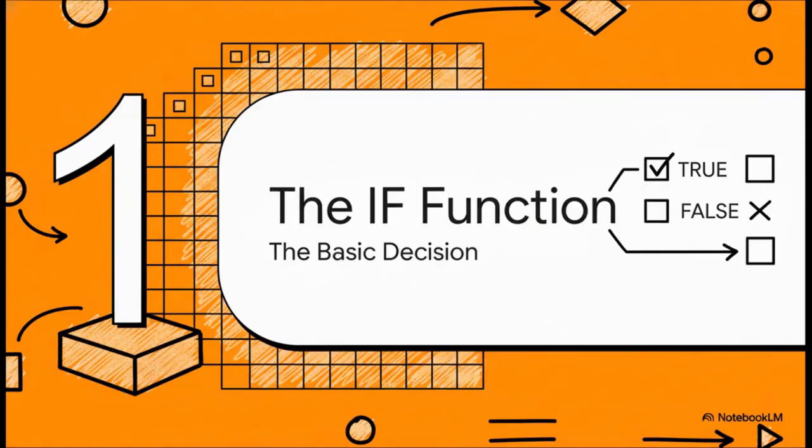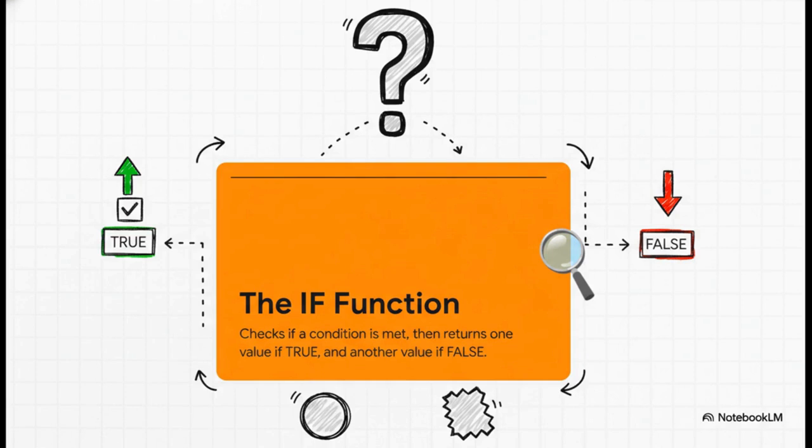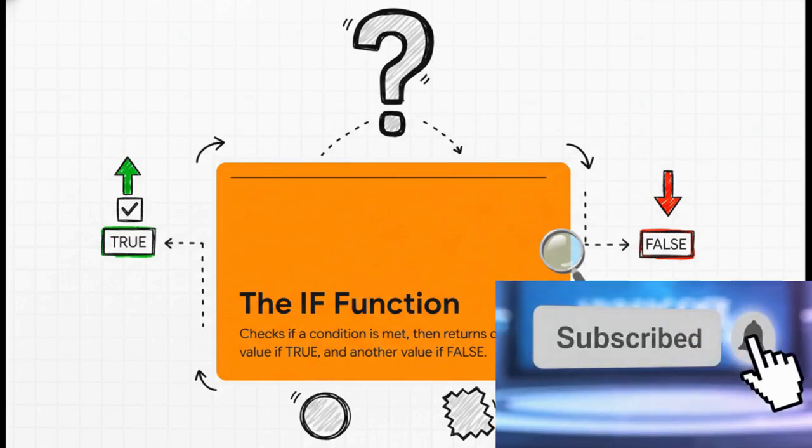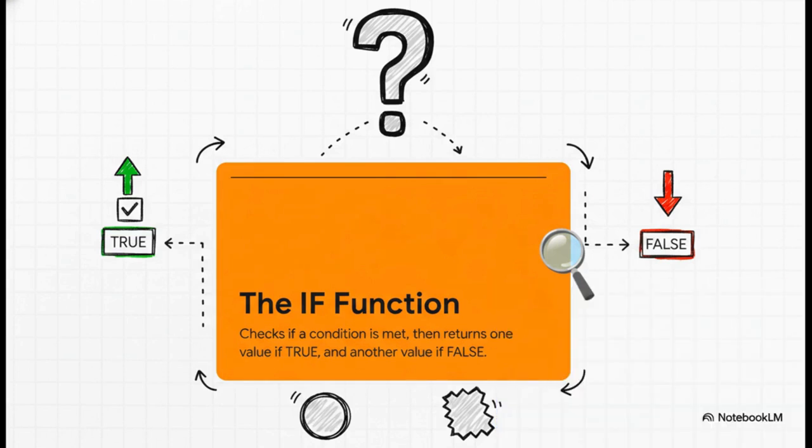So where do we start? Well, we start with the absolute cornerstone of all this automated logic. It's a really powerful but surprisingly simple function called IF. This is ground zero for making your spreadsheets truly smart. So what does it actually do? At its heart, the IF function just asks a simple question about your data, a question that has a clear yes or no answer. And based on that answer, it takes one of two paths. If the condition is true, it does one thing. If the condition is false, it does something else. It's really just a fork in the road for your data.